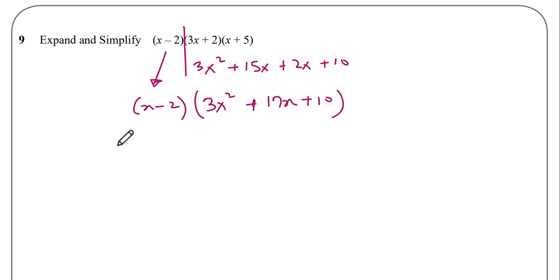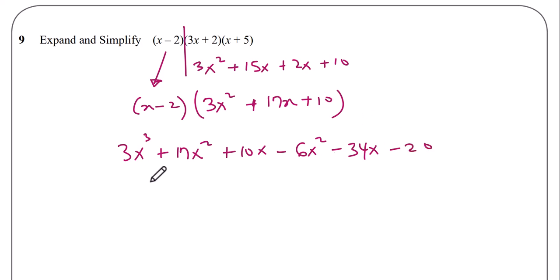Okay, so x times 3x squared is 3x cubed, and x times 17x is 17x squared, and x times 10 is 10x, and minus 2 times 3x squared, that's minus 6x squared, minus 2 times plus 17x, that's minus 34x, and minus 2 times 10 is minus 20. So all we got to do now is to simplify this. We have 3x cubed, and then 17x squared minus 6x squared, well, that's going to give you plus 11x squared, and 10x minus 34x, well, that's going to give you minus 24x, and then you have 20 left, that's minus 20, and this is the result.